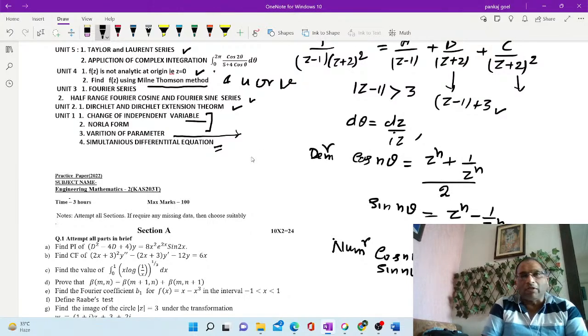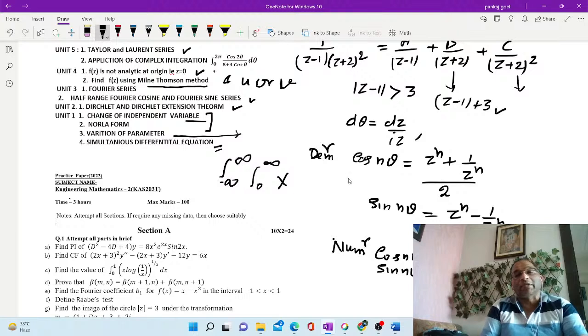But the change between the 2018-19 paper and this paper is that the topic series solutions of differential equations is not here. And the second change is in the applications of complex integration. There were questions with limits minus infinity to infinity or 0 to infinity. So this topic this time is not there.